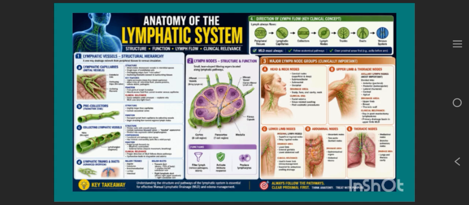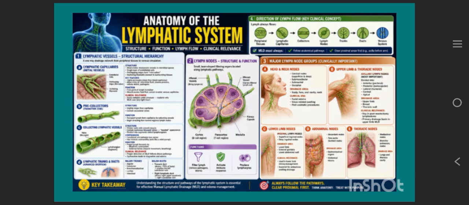First is lymphatic vessels. Firstly we will discuss lymphatic vessels in the anatomy of the lymphatic system. Here is the structural hierarchy. What is the structural hierarchy of lymphatic vessels? The lymphatic system is organized as a one-way drainage network, beginning in peripheral tissues and terminating in the venous circulation. It consists of progressively larger channels.